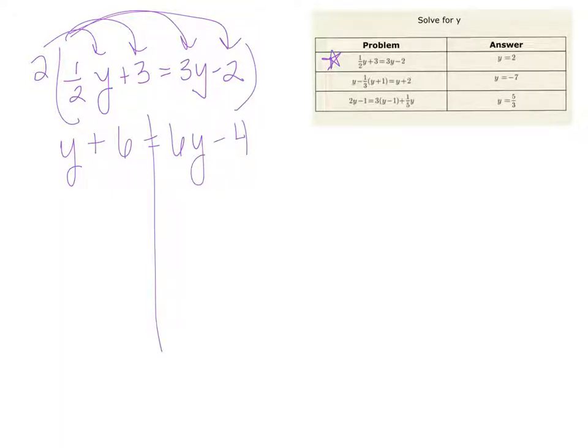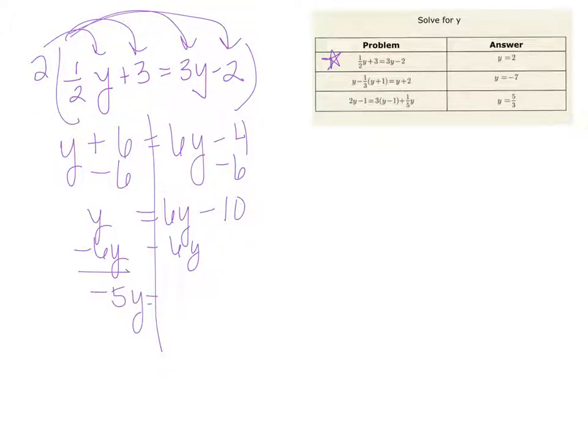With that, I'm going to simplify this by combining like terms. Subtract 6 from both sides. I have y equals 6y minus 10. I am going to subtract 6y from both sides. This gives me a negative 5y equals negative 10. Divide by negative 5 on both sides. Y equals 2.